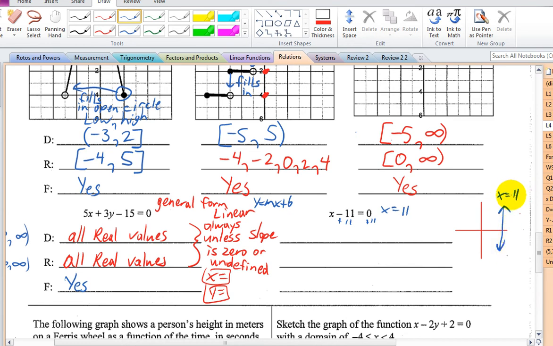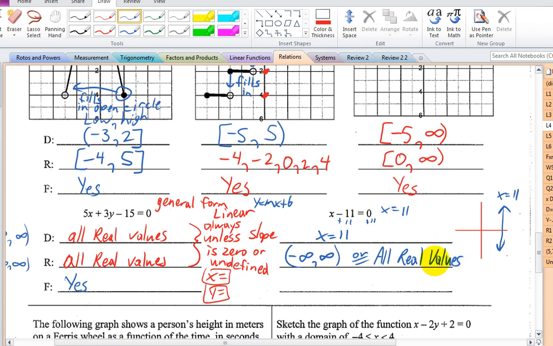So what's the domain for that? 11. Okay, x equals 11. That's the domain. What about the range? Well, you could put down negative infinity to positive infinity, or you could put down all real values. Okay, all the numbers are included.